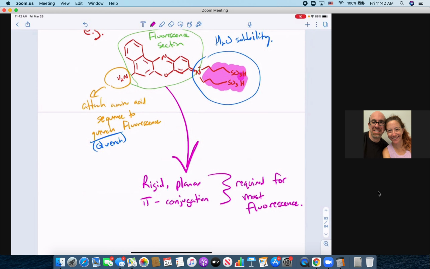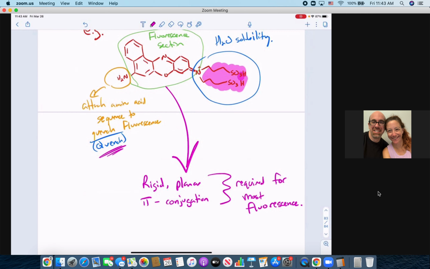has pi conjugation. In fact, when we add those amino acid sequences, they disrupt that, they sort of delocalize that pi network, right? They disrupt it. And that's why the molecule becomes non-fluorescent. And as soon as you start cleaving those, then it returns to its fluorescent state. So a lot of times, you can make a molecule temporarily non-fluorescent by basically disrupting that pi network.